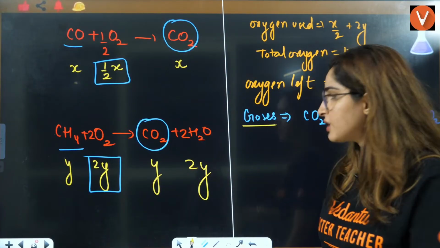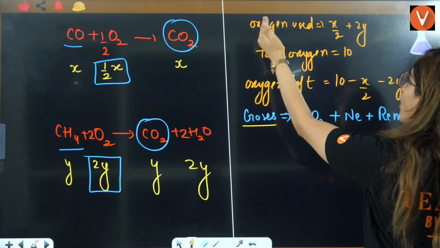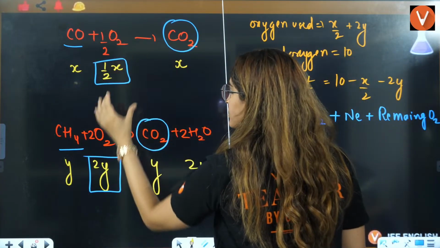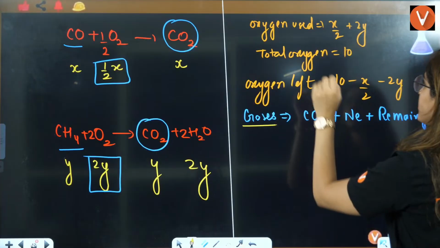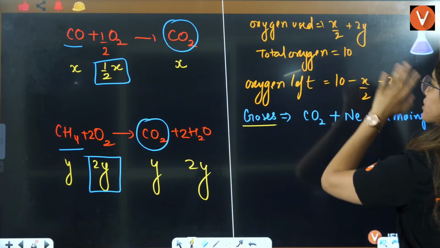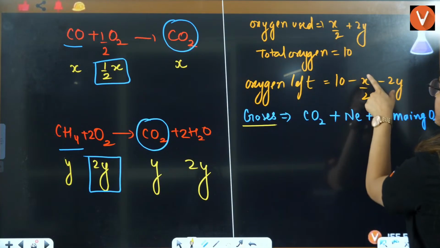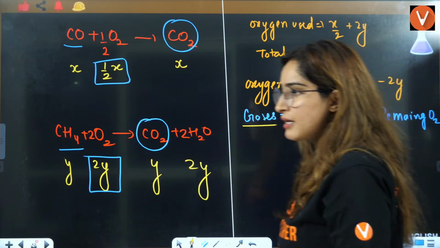Now, they are saying this much oxygen is used, right? Total oxygen is 10, so oxygen left will be 10 minus x by 2 minus 2y, right?